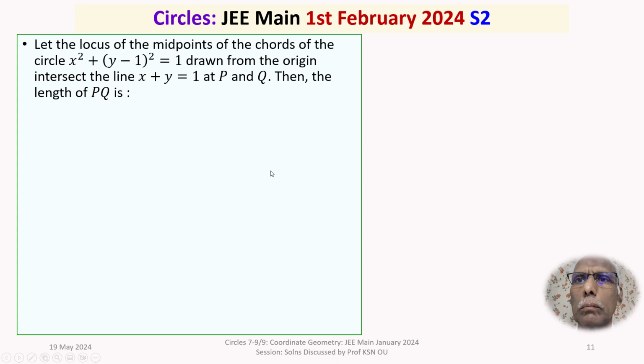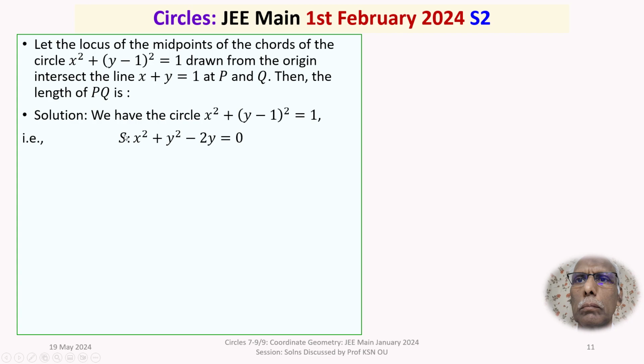That's the question. Now we have the circle x² + (y − 1)² = 1. That is the circle's equation S, given by x² + y² − 2y = 0. You simplify this, you will get this one.